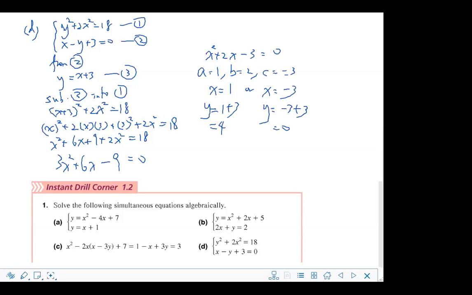Okay, so we have two pairs of answers. So that should be x is equal to 1 and y is equal to 4. Or the second pair is x equals -3 and y equals 0. Okay, so that is the final answer for part B.